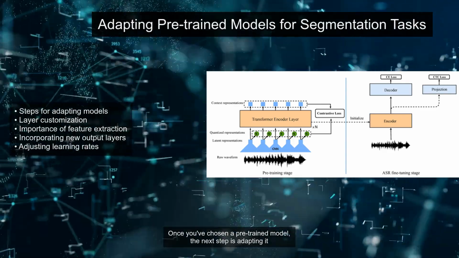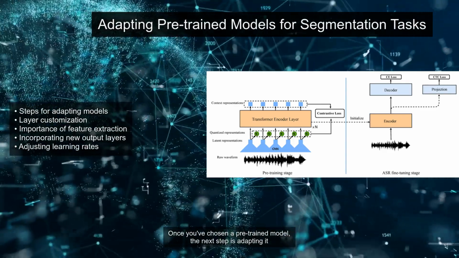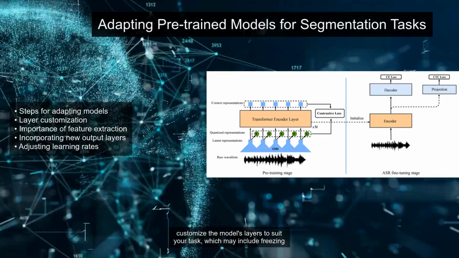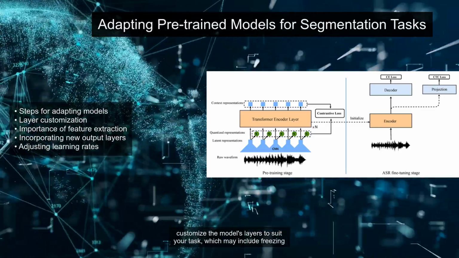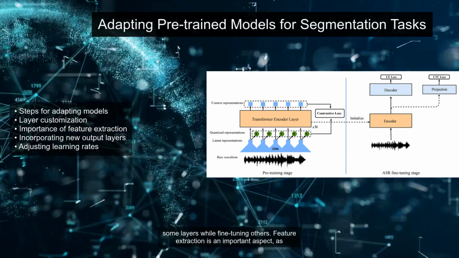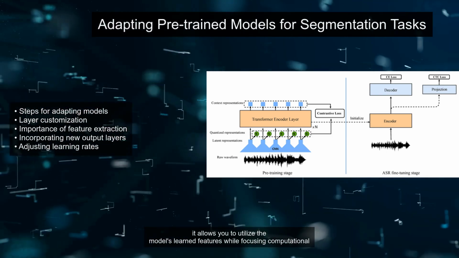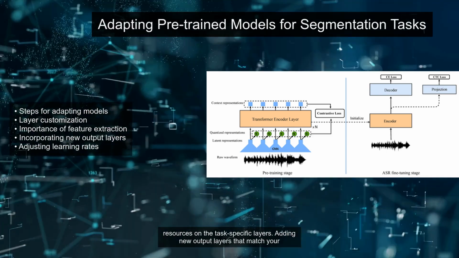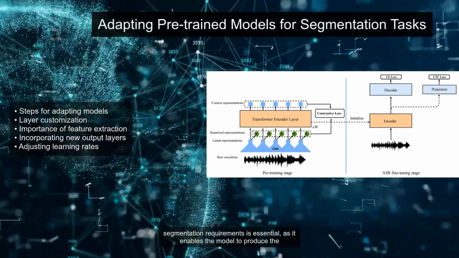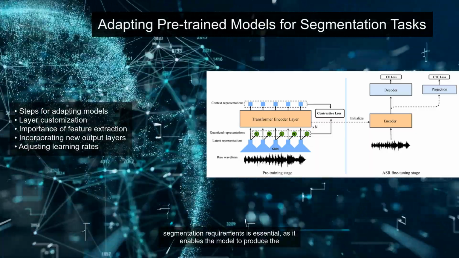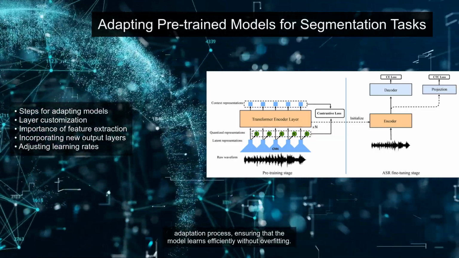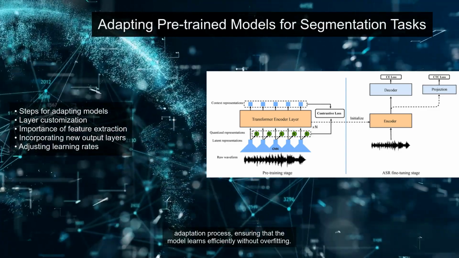Once you've chosen a pre-trained model, the next step is adapting it for your specific segmentation task. This process involves several key steps. First, customize the model's layers to suit your task, which may include freezing some layers while fine-tuning others. Feature extraction is an important aspect, as it allows you to utilize the model's learned features while focusing computational resources on the task-specific layers. Adding new output layers that match your segmentation requirements is essential, as it enables the model to produce the desired segmented output. Adjusting learning rates during training can help stabilize the adaptation process, ensuring that the model learns efficiently without overfitting.